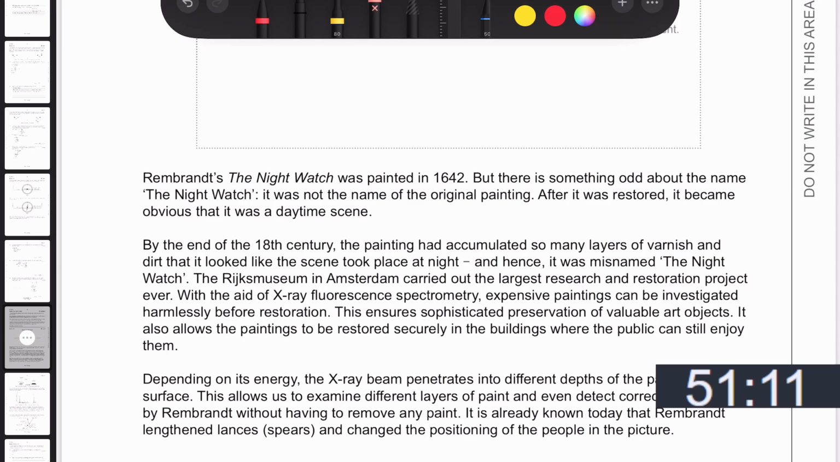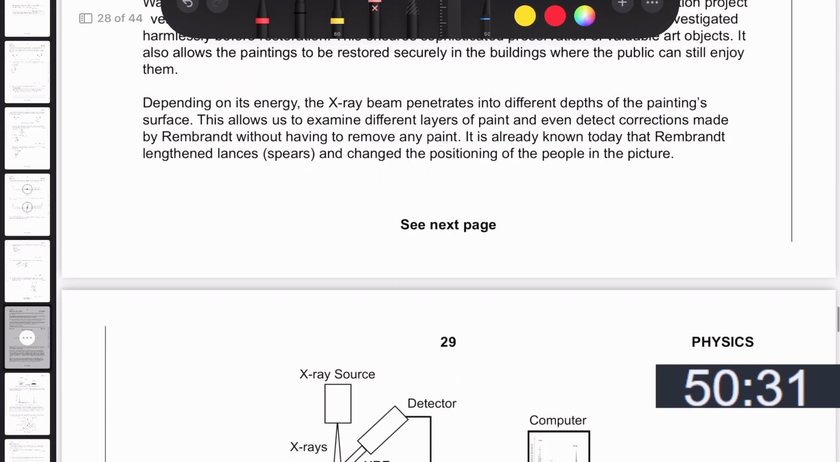Hey, Rembrandt! The Night Watch was painted in 1642, but there was something odd about the name. It was not the name of the original painting. After it was restored, it became obvious it was a daytime scene, but by the end of the 18th century, the painting had accumulated so many layers of varnish and dirt it looked like the scene took place at night. Hence it was misnamed the Night Watch. This museum in Amsterdam carried out a large research and restorative project with the aid of X-ray fluorescence spectrometry. Expensive paintings can be investigated harmlessly before restoration to ensure sophisticated preservation of valuable art objects. It also allows the paintings to be restored securely in the building so the public can still enjoy them.